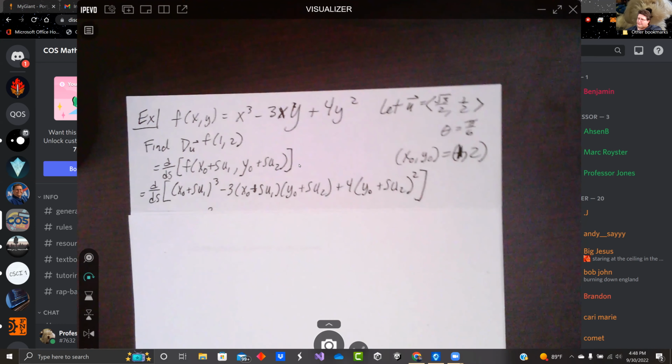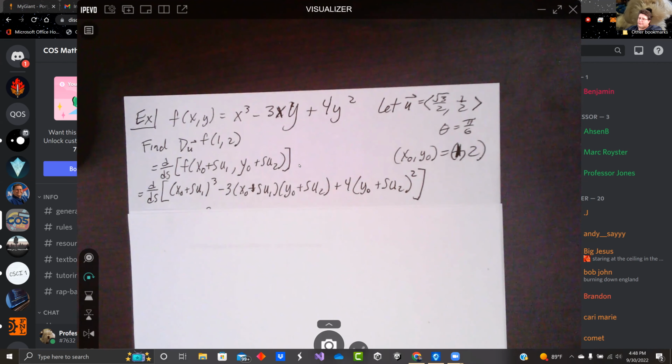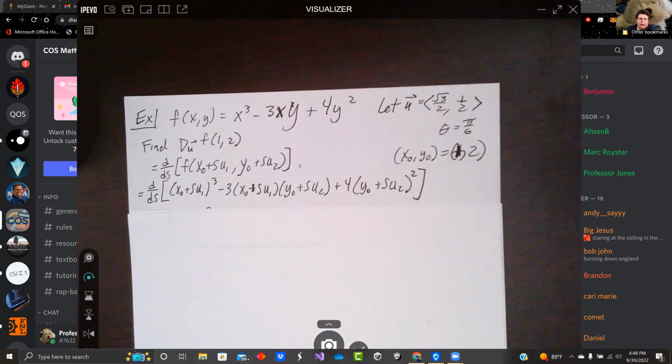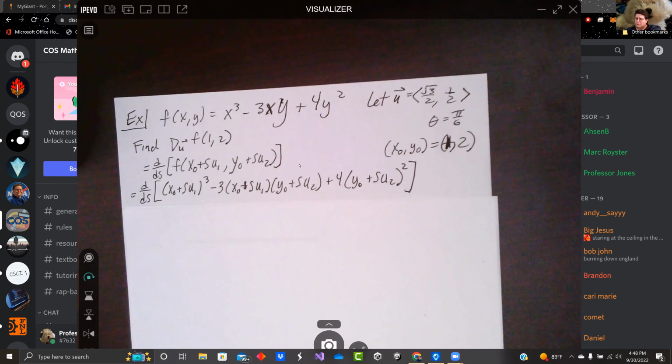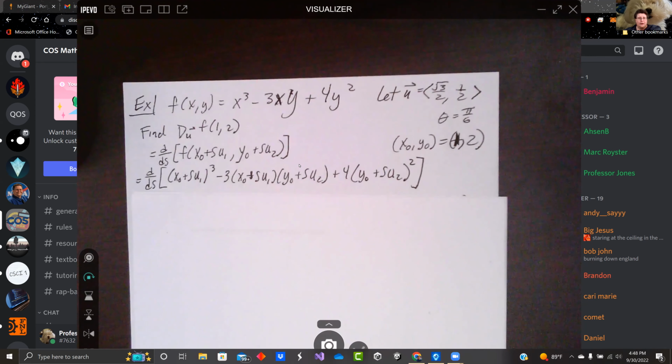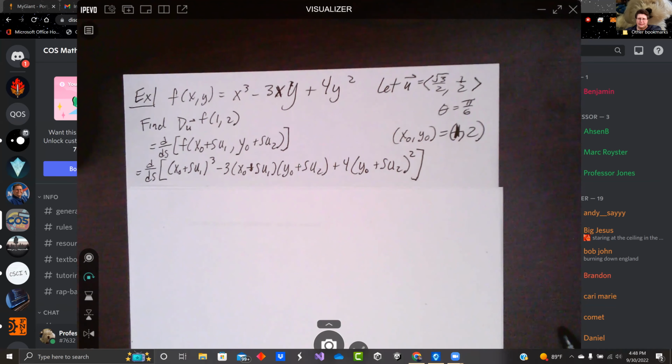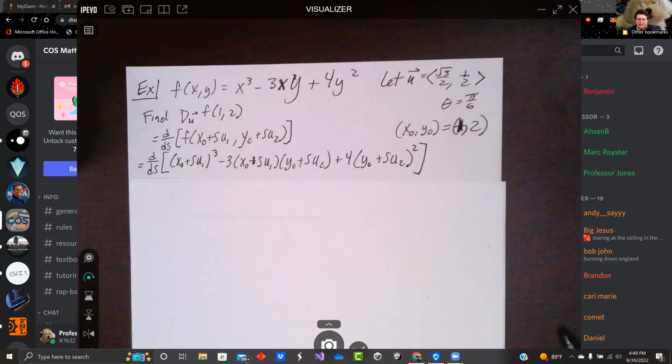And it can get pretty tedious. So we're plugging in x naught plus s u1 for everything in x and y naught plus s u2 for everything in y. And it gets a little ugly. I didn't multiply everything out. I just started taking derivatives with respect to s. Remember, x naught and u1 are all values. They're not variables, okay? Those are actual values at that point. I just haven't plugged them in yet. I could plug in 1, 2 and root 3 over 2, 1/2, but I think it's easier to keep the numbers out of it for now.